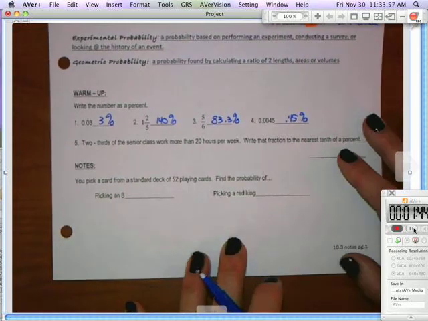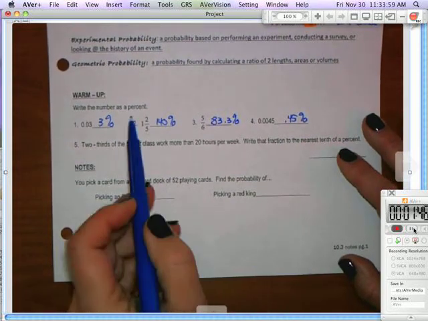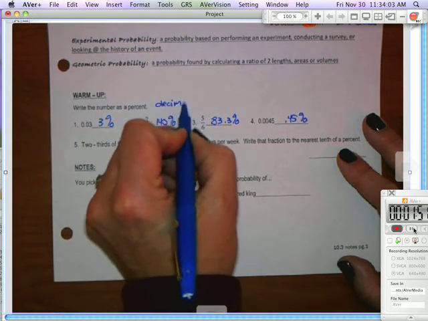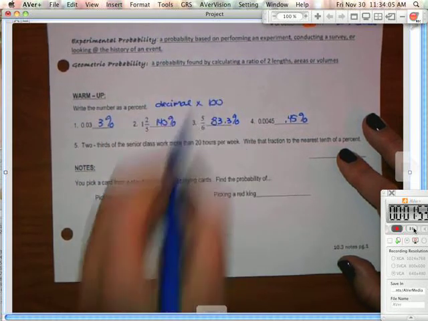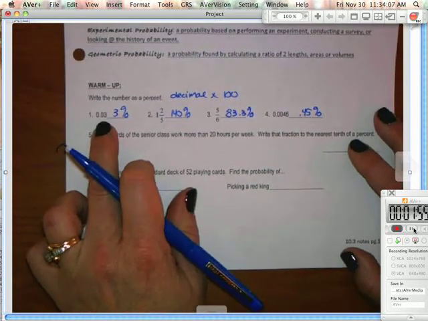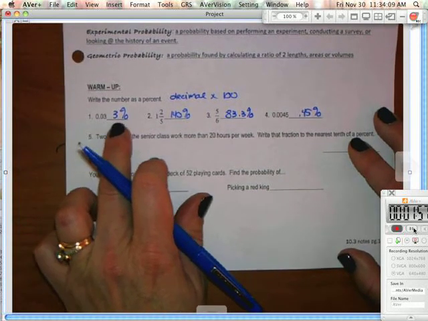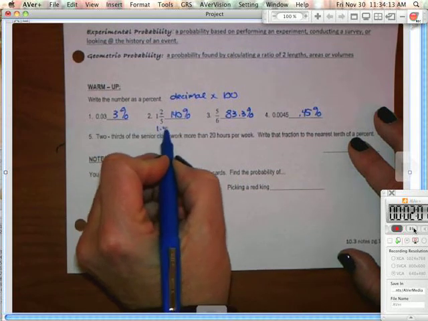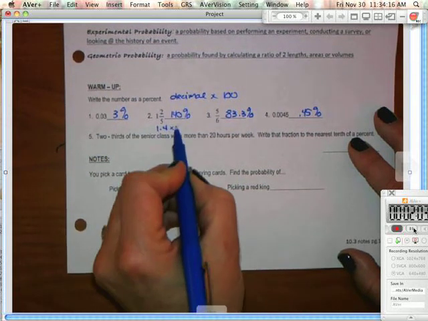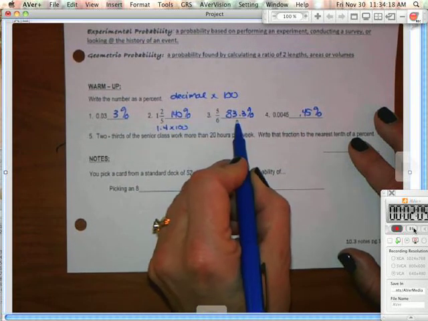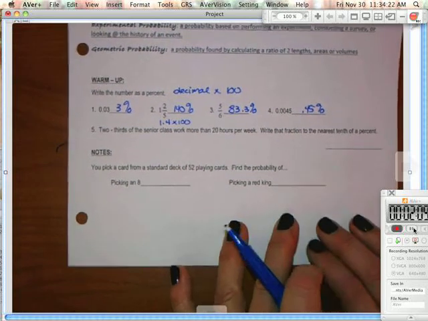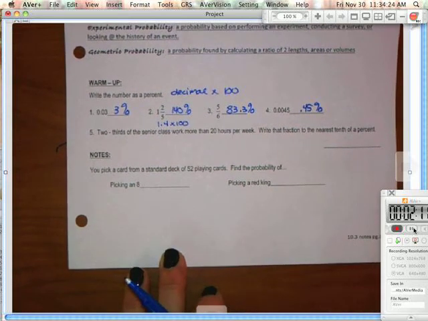Okay, so here you go. These are the answers to the warm-up. Remember, when you find the decimal, you have to multiply it by 100. So that's kind of what I did. This is in decimal form already. Multiply by 100, it's 3%. This you could put into decimal form. It would be 1.4. And then when you multiply by 100, you get 140%, 83.3%, and 0.45%.